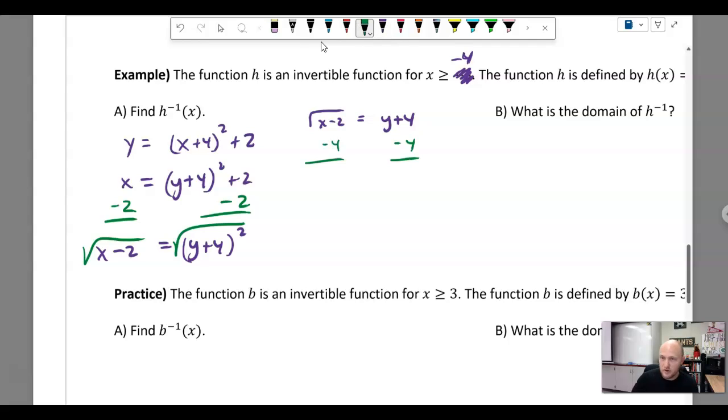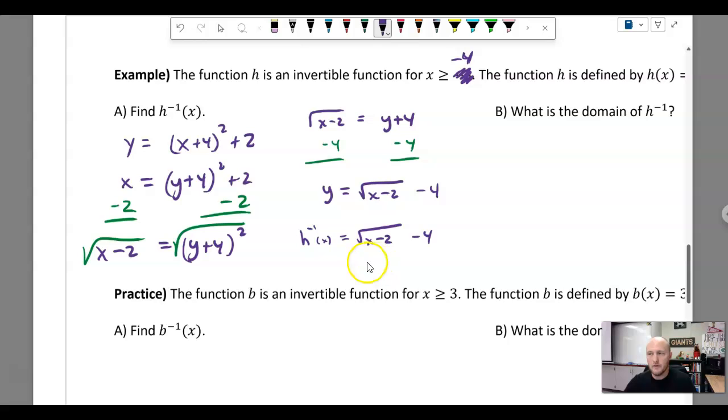Be very careful on that right-hand side. This minus 4 does not go inside of that square root. Very important. So y is equal to the square root of x minus 2, minus 4. And so there is our inverse function: h inverse of x is equal to the square root of x minus 2, minus 4 on the outside.